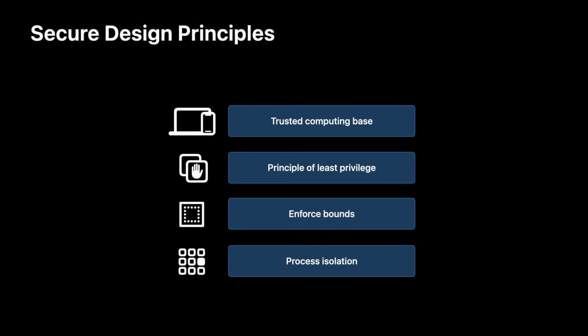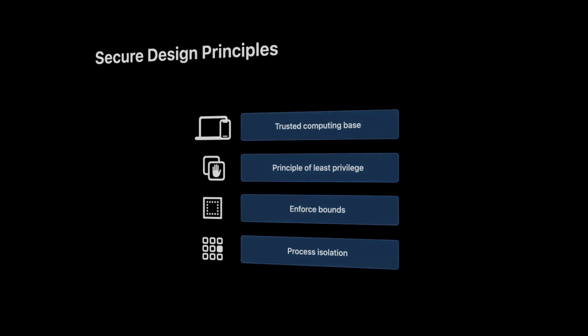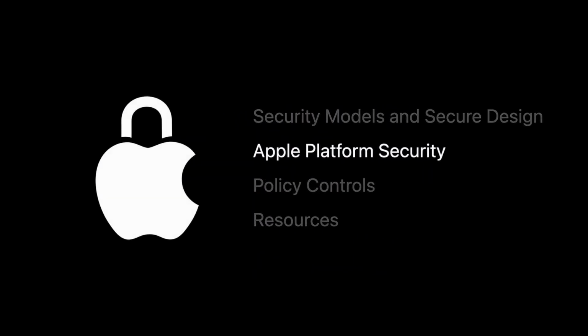Secure design begins with a trusted computing base that verifies its integrity and is secure at every boot. The principle of least privilege limits access to data and resources to the minimal amount required for completion of the specific task. Enforcing bounds puts limits on memory addresses and resources based on the authority level. A process that is confined by bounds is isolated, and other applications and the operating system are protected in case the process is compromised or abused. Let's look at how Apple platform security features implement security architecture best practices.